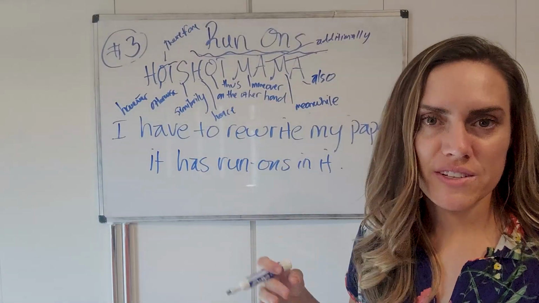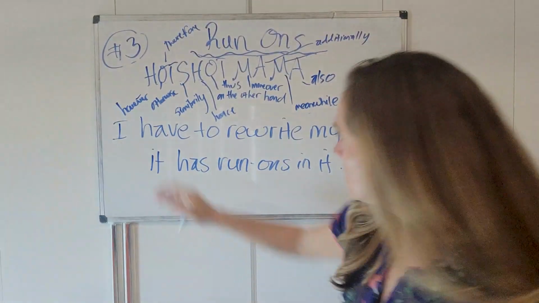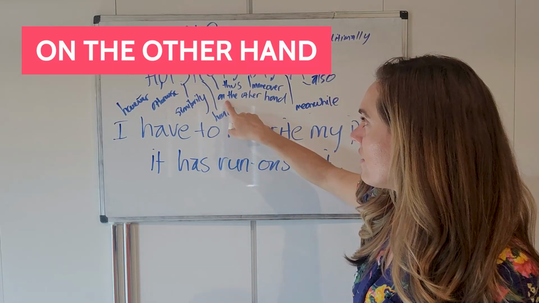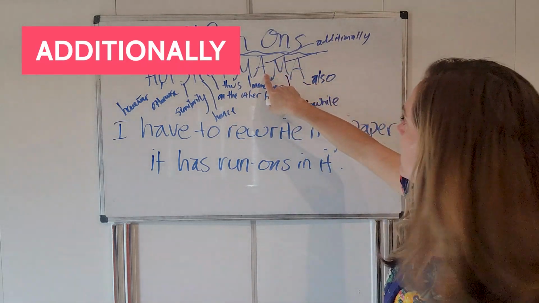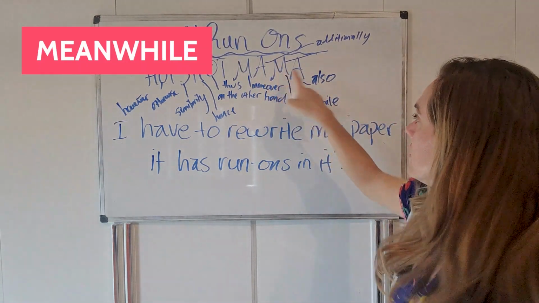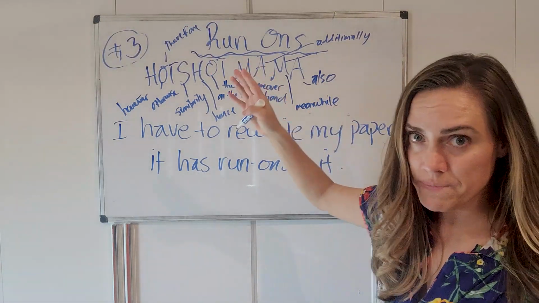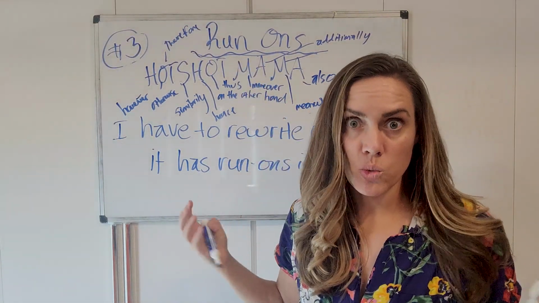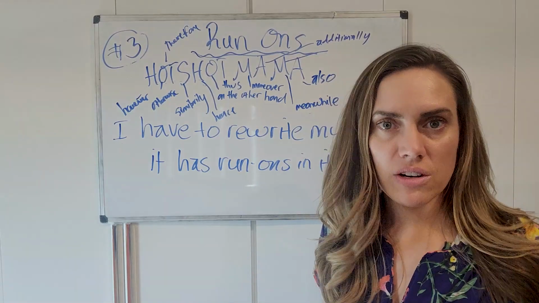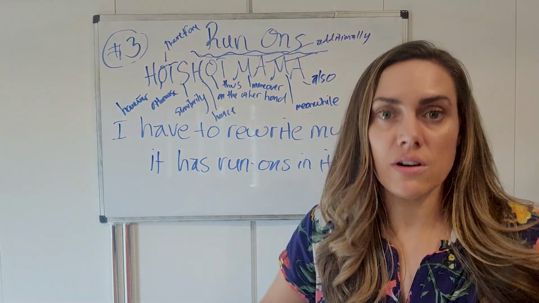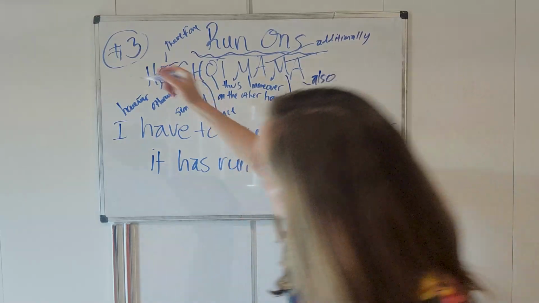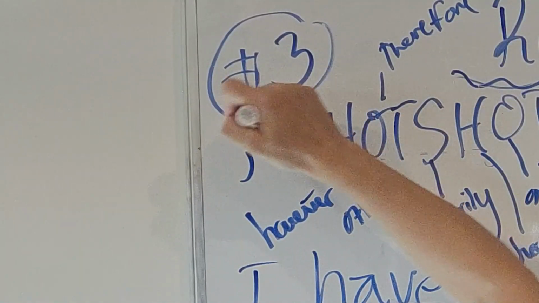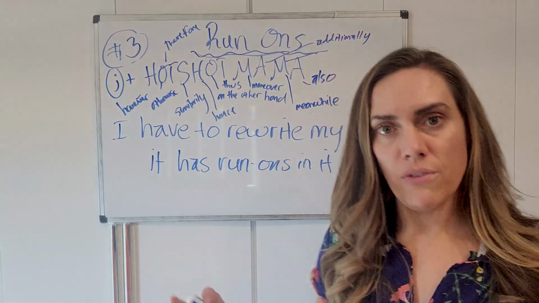Therefore. Okay, so here's some of the hotshot words. There's more: similarly, hence, on the other hand, thus, moreover, additionally, meanwhile, also. There's more, okay? But this is just something to work with. Now, these are conjunctive adverbs. That means they start sentences. But the cool thing about them is that you can use a semicolon before them.